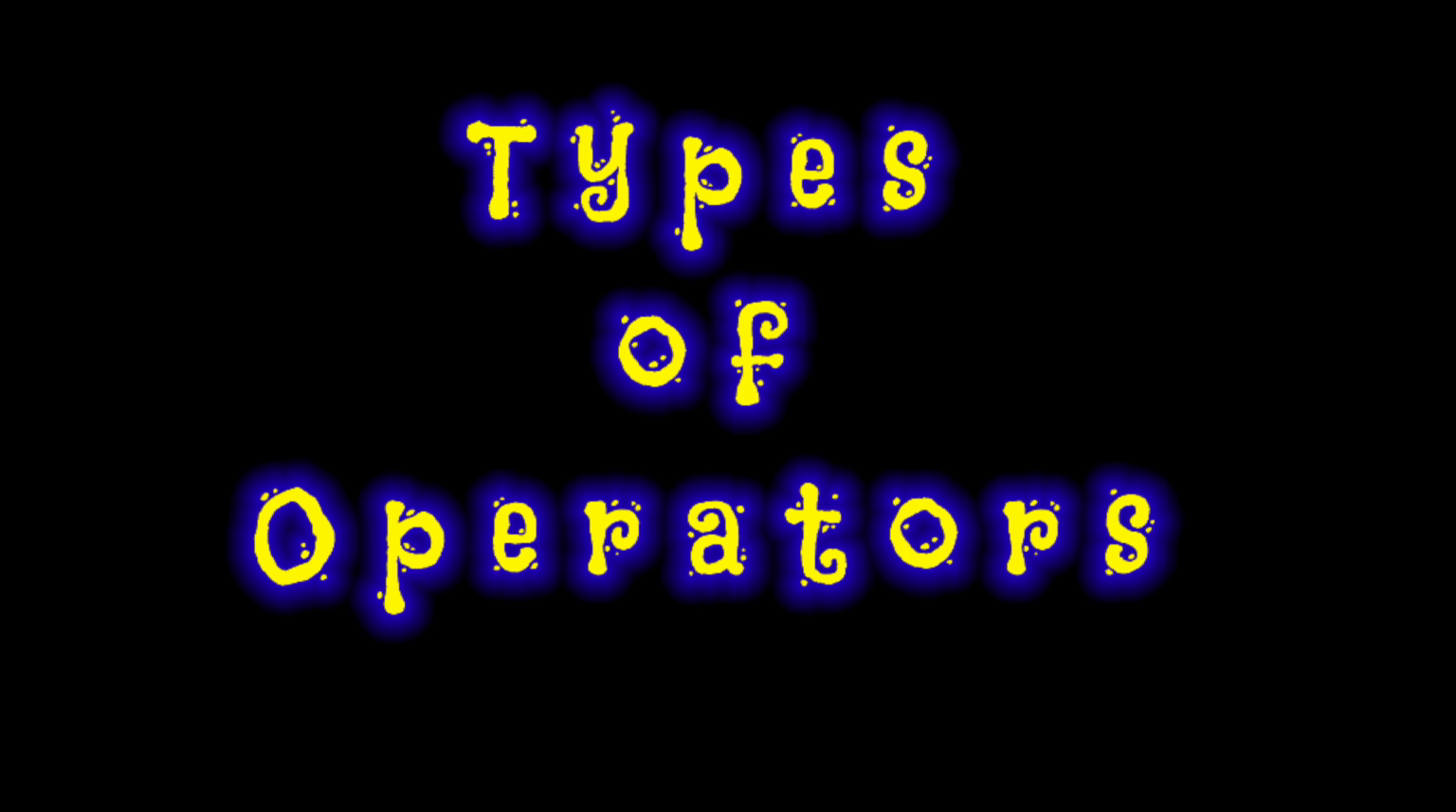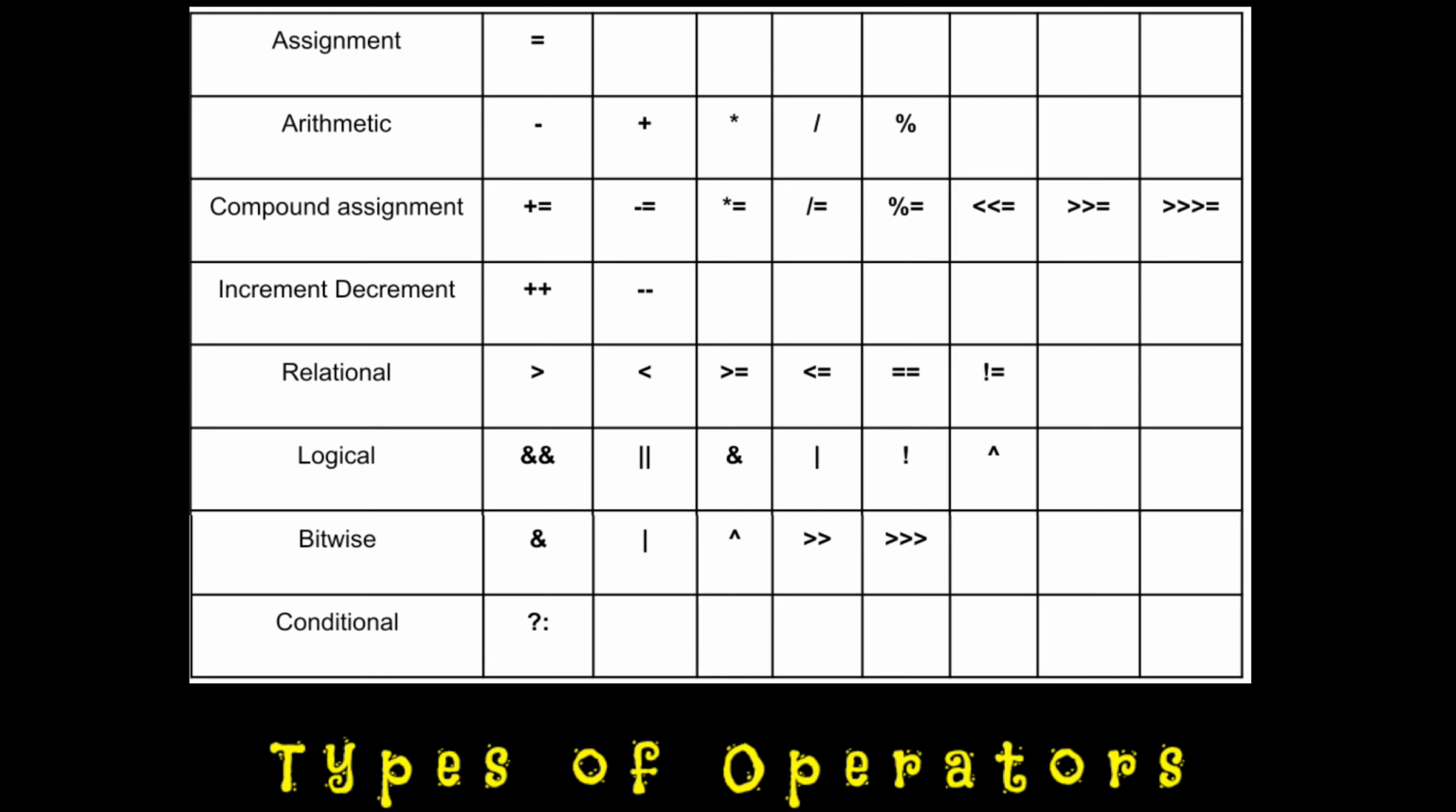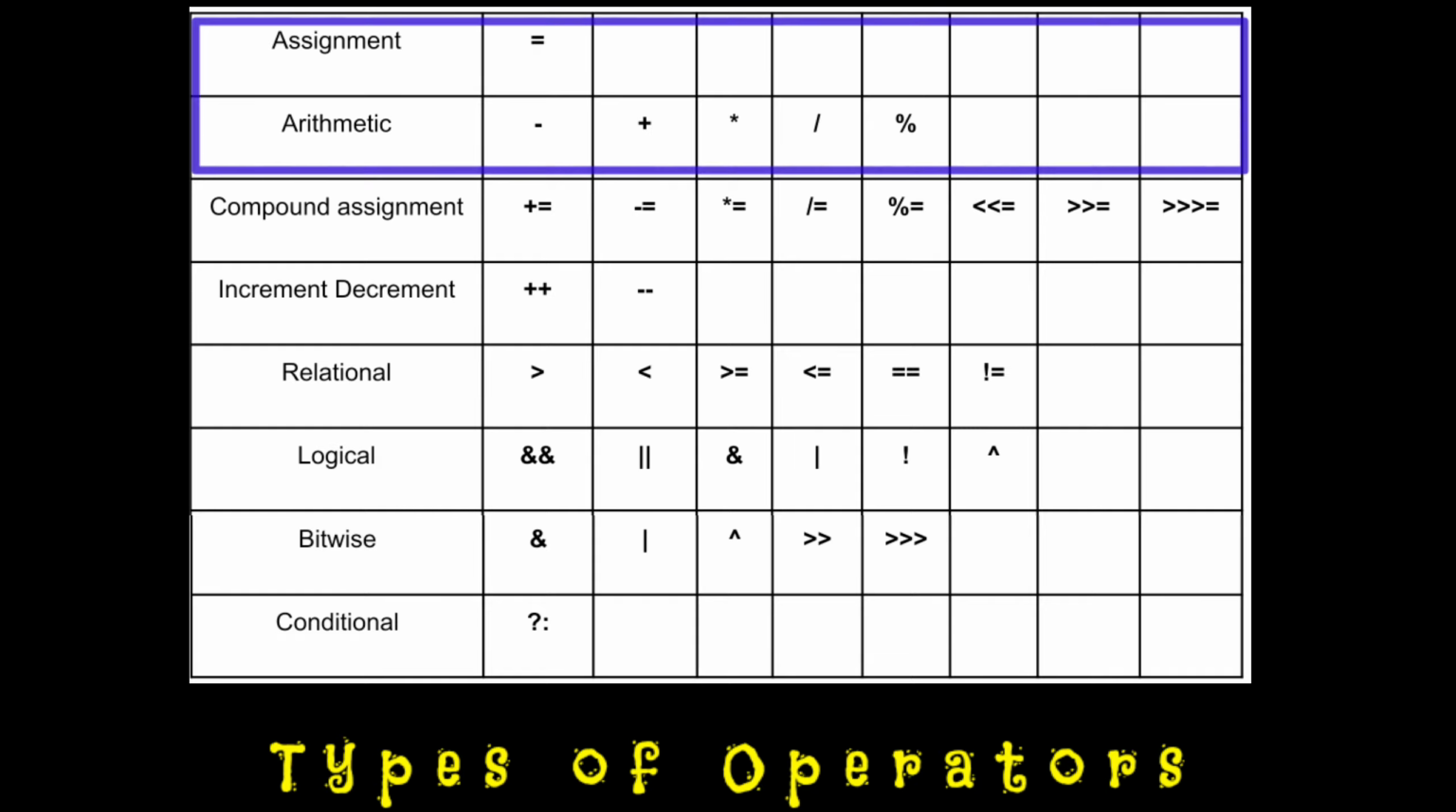Next we have different types of operators in Java. So let's see which are the different types. Here I am showing you one chart. In this chart you can see we have assignment operator, arithmetic operator, compound assignment operator, increment, decrement, relational, logical, bitwise and conditional. But in this video I am going to discuss only the first two categories.